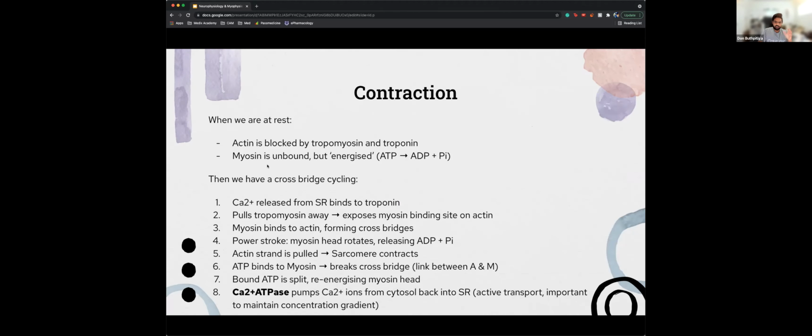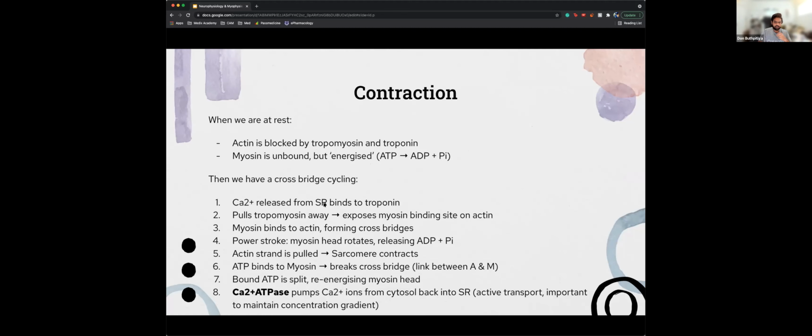Just to give a bit of context, when we're at rest, the actin is blocked, like a cap, by tropomyosin and troponin. And myosin is unbound, but it's energized from ATP to ADP plus the inorganic phosphate. Please know what they mean: ATP, ADP, and the inorganic phosphate, because these are the three important things that will help with our cross-bridge cycling.